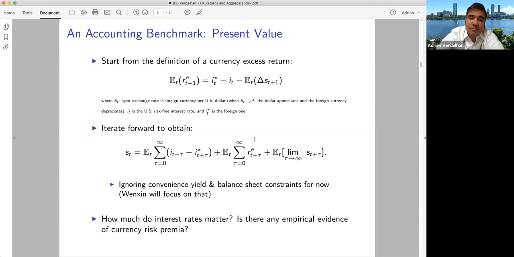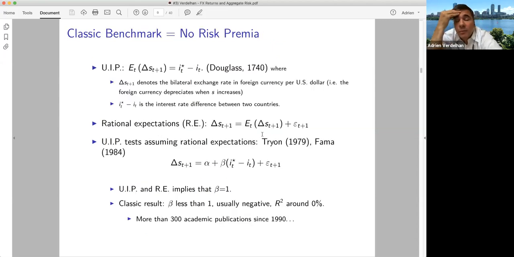Now, why did nobody really think about this, or actually find much? It actually has a super long history. I don't have the time to give you the whole story, but it starts in Boston, where this guy, Douglas, is the first, at least the first I know of, who proposed this idea of uncovered interest rate parity.